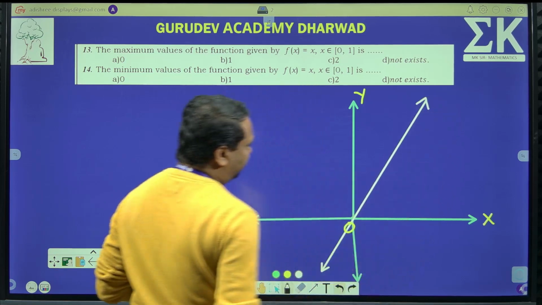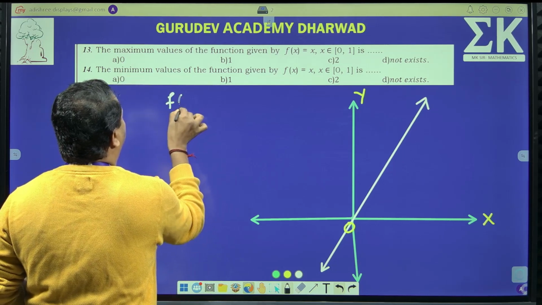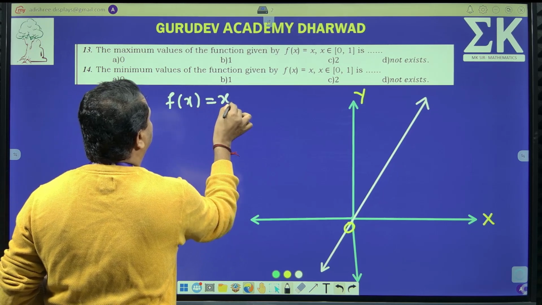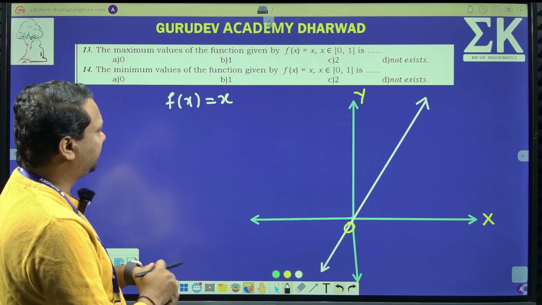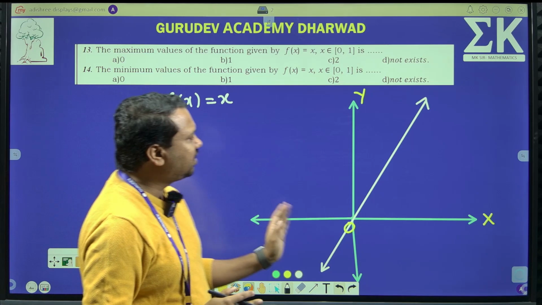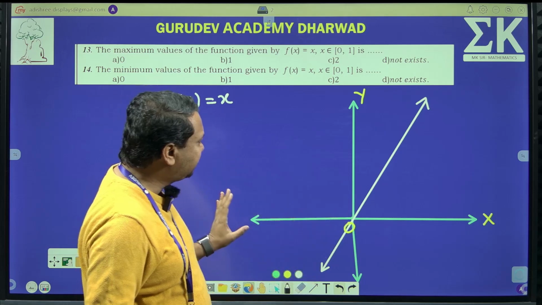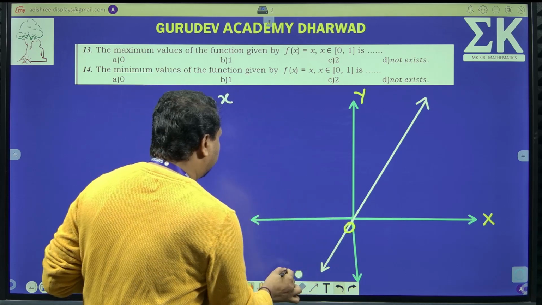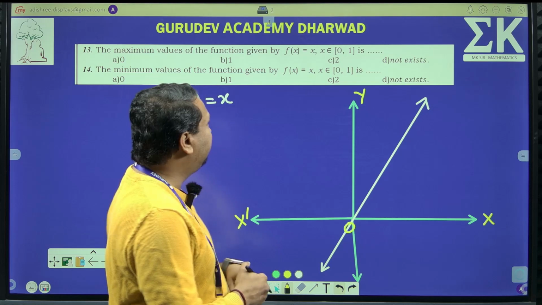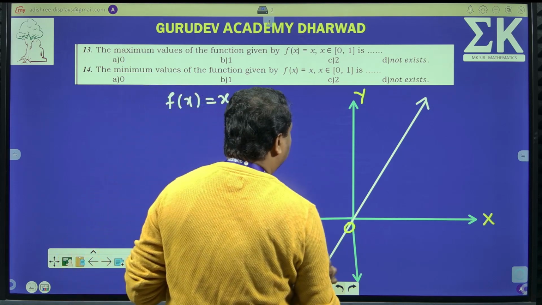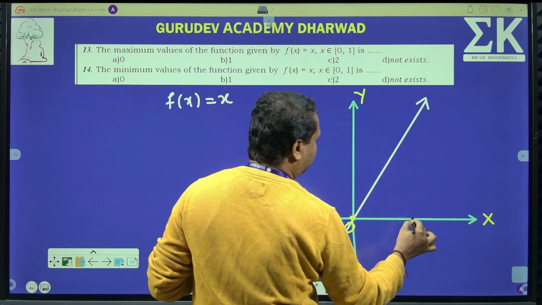This is the line f of x is equal to x, right? If you consider f of x is equal to x, it is a line, that is nothing but y is equal to x, which is passing through the origin. Now observe. Suppose they asked on the set of all real numbers, I would have said minus infinity to plus infinity, because throughout the domain it is an increasing function. But here they have given an interval, that is 0, 0 as well as 1. So somewhere I can take it as 1.